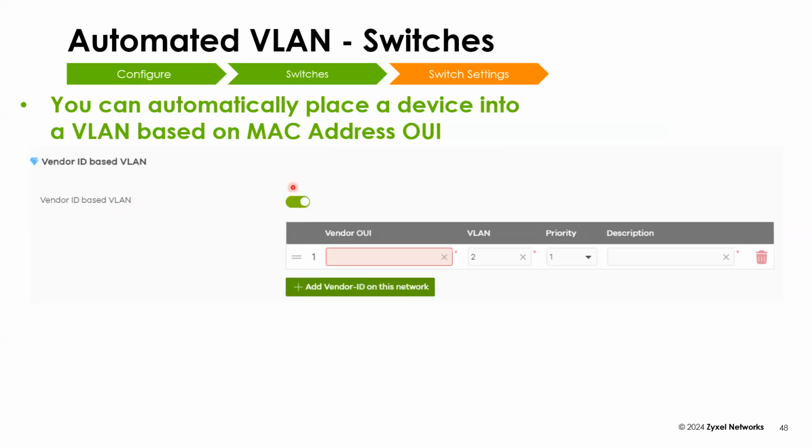So you simply enable that, and then you manually type in the OUI for the product that you want the matching to take place for. And again, you set the priority and VLAN assignment for that device. And you can add multiples in there.